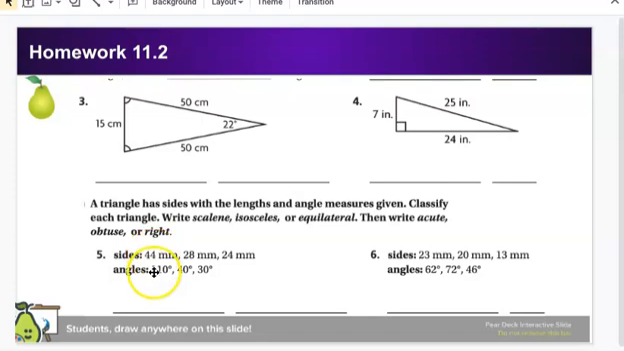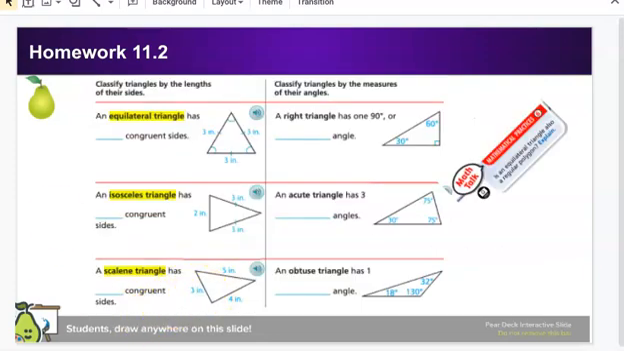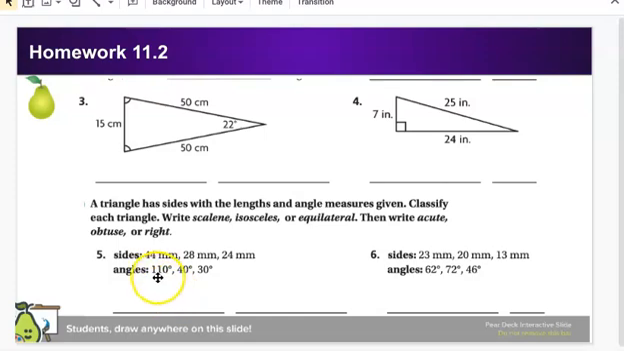All right, so here's one. We're just using words now. So this one has sides that are 44 millimeters, 28, and 24. Well, automatically, are those the same length? Nope. So what is it? It's a scalene triangle. A scalene triangle has no congruent sides. All right, but these angles, 110, 40, and 30, well, that 110 is greater than 90, isn't it? That's a very large angle. So this is also an obtuse triangle.